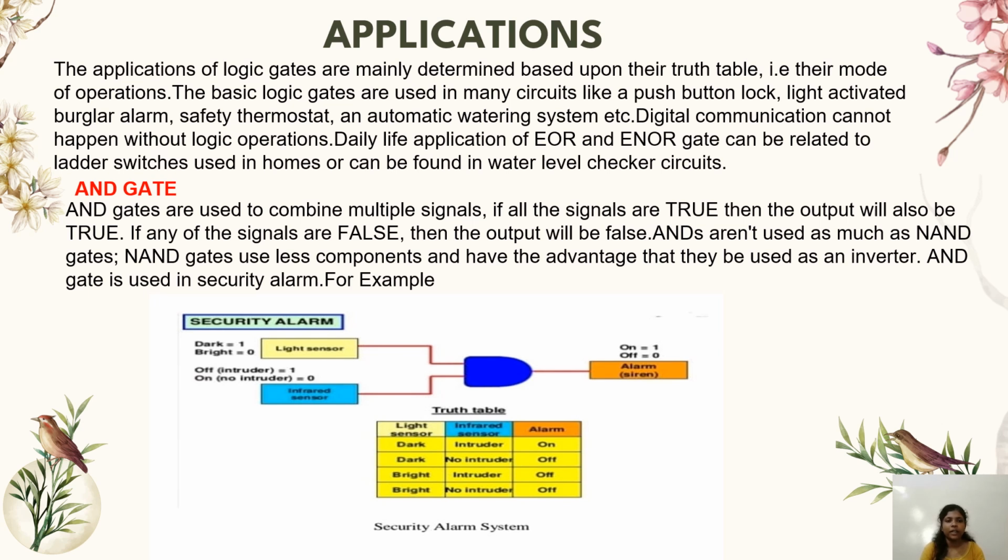AND gate. AND gates are used to combine multiple signals. If all the signals are true, then the output will also be true. If any of the signals are false, then the output will be false. ANDs are not used as much as NAND gates. NAND gates use fewer components and have the advantage that they can be used as an inverter. AND gate is used in security alarm. For example, security alarm system.